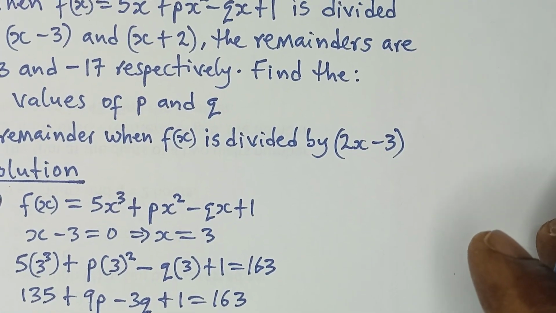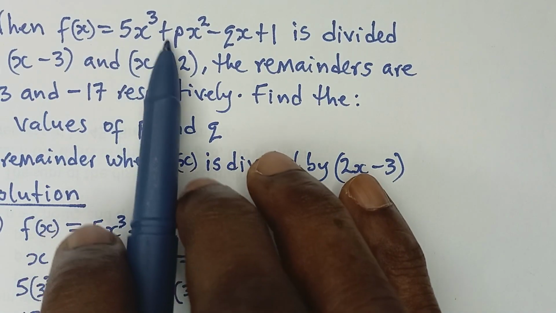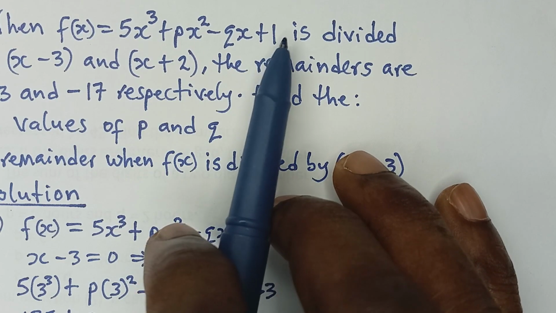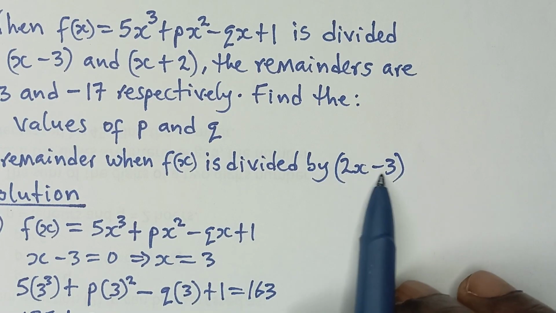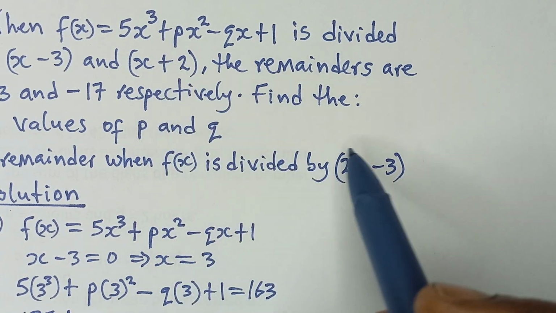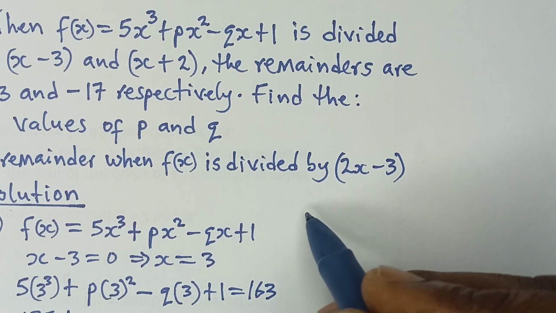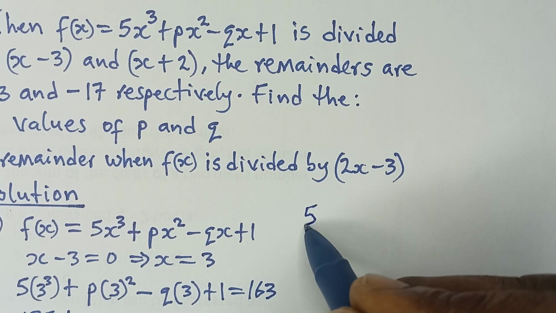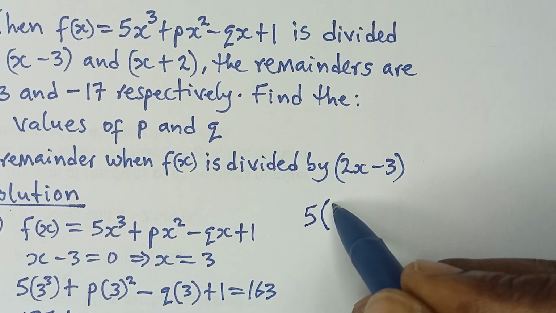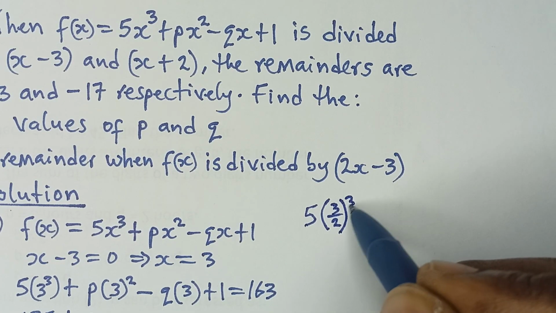So now we come back to the expression. Don't forget the expression as given to us there is 5x cubed plus px squared minus qx plus 1. That is the original expression. And then we obtain the value of x as 3 over 2. So I'm going to take this expression and substitute 3 over 2 for x so that it will help me to get the remainder. So I'm going to say 5 now. Don't forget the original expression is 5 x cubed. So I'm going to say 3 over 2, that's the value that we obtained for x, all cubed.